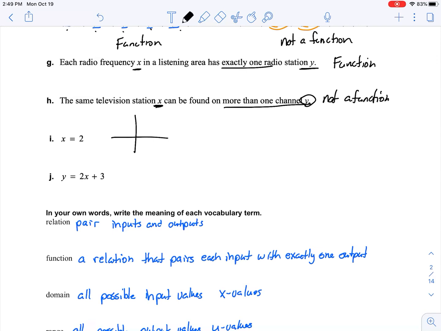x equals 2. So let's draw that. Okay, we haven't had much experience with this yet, but x equals 2 is going to be a vertical line. All of these x values are 2. So like I said, this is x. This is 2, 0, 2, 1, 2, 2, 2, 3, 2, -1, 2, -2, etc. So all of these x values are trying to go to multiple y values, so this is not a function.